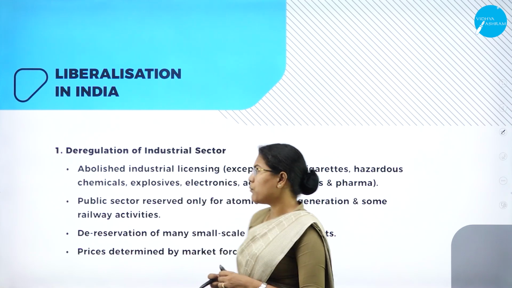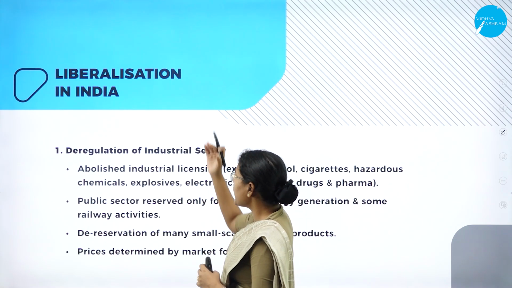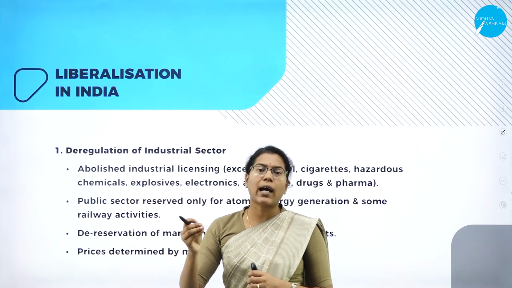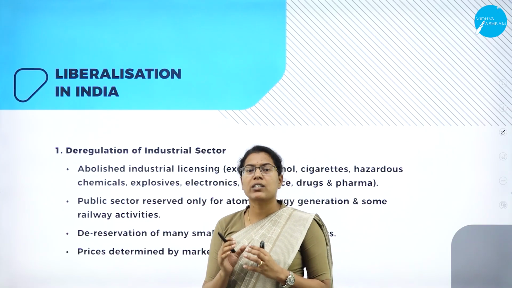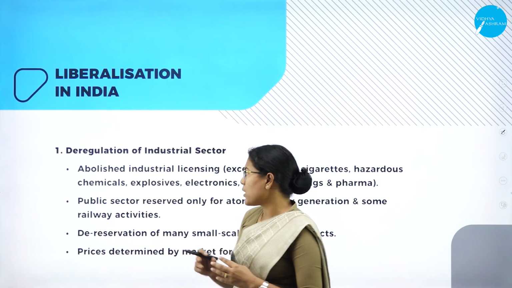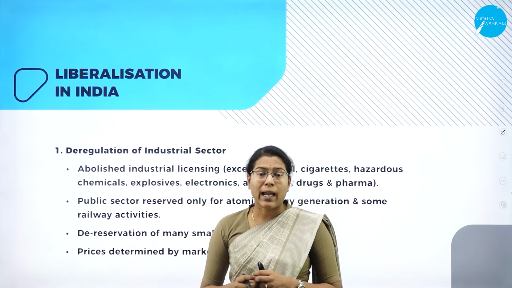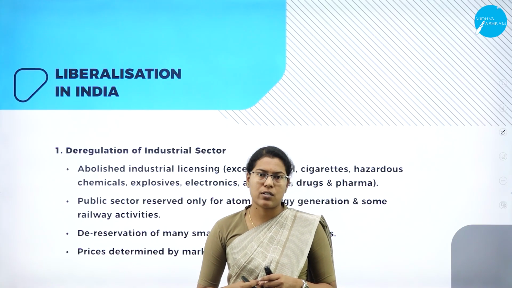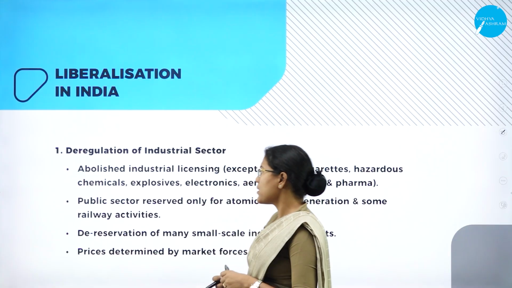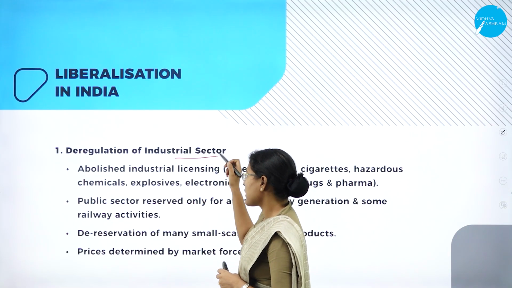So the first one was deregulation of the industrial sector. Under the liberalization policy, India liberalized the various rules and regulations for different sectors of the economy, both in terms of the industrial sector, the finance sector, etc., and even in foreign exchange. So let us see what was done in the deregulation of the industrial sector.